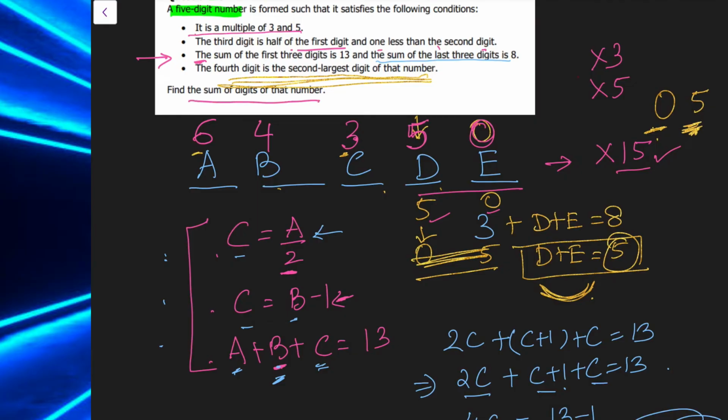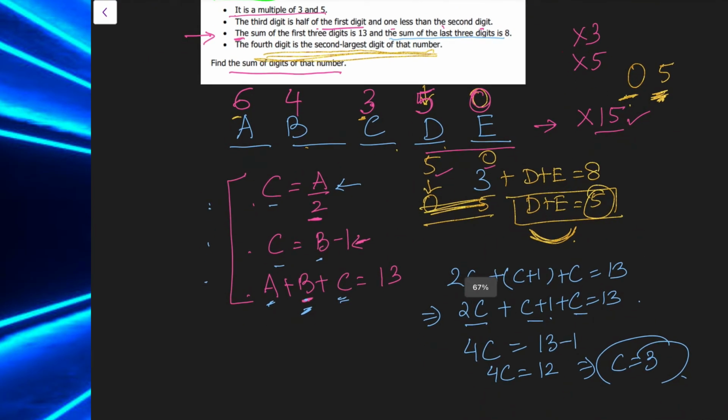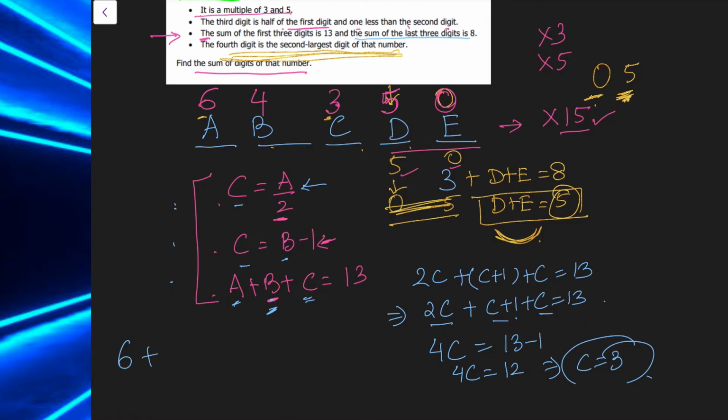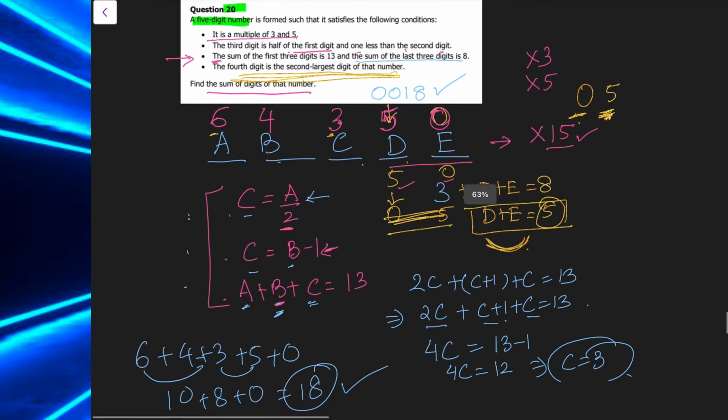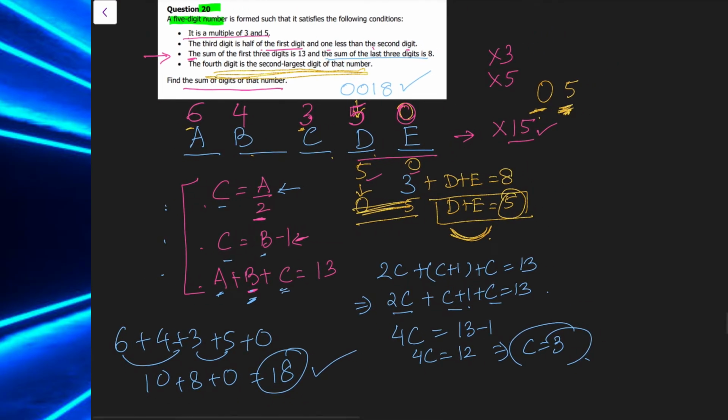The question is, find the sum of the digits of that number. Let's work that out. So 6 plus 4 plus 3 plus 5 plus 0. This is 10, 18, and 0. So 18 is our answer. That means you will write 0, 0, 1, 8. This is the answer for question number 20.